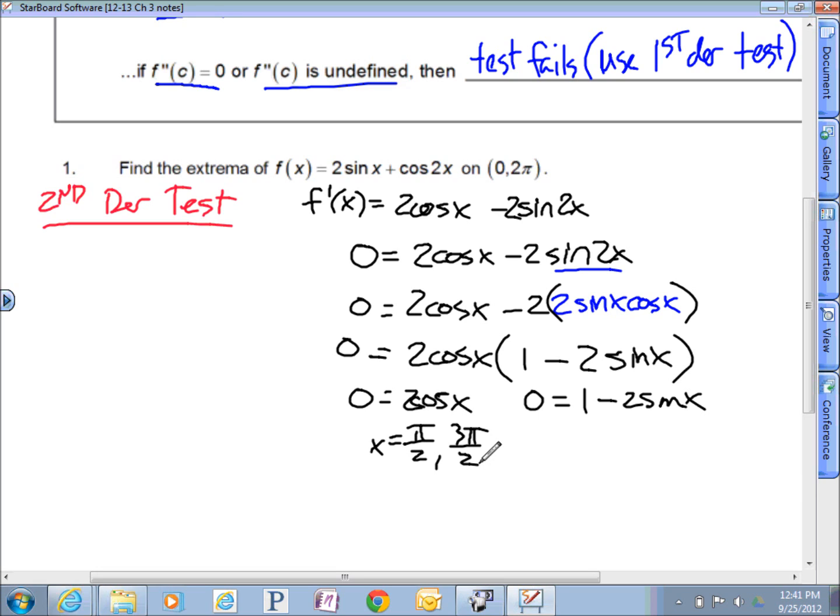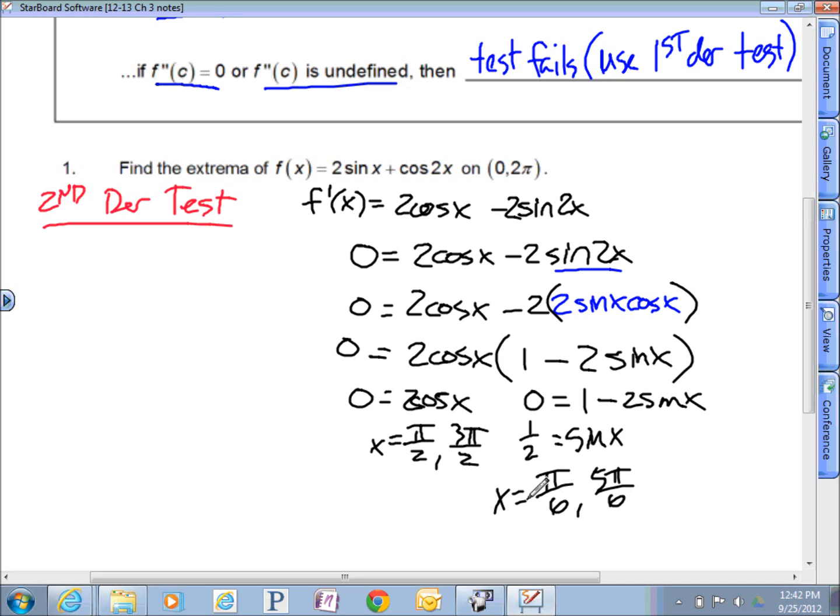And I'm also looking for when sine of x is equal to positive 1/2. Well, when will that happen? Quadrant 1, quadrant 2, reference angle would be 30 degrees. Pi over 6, 5 pi over 6. So I have 4 critical numbers.